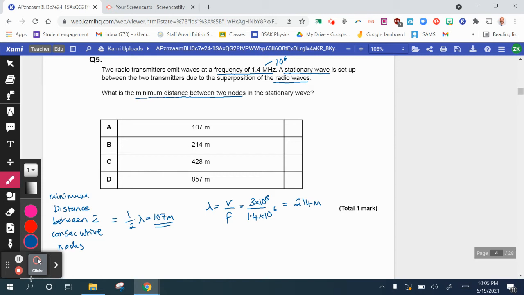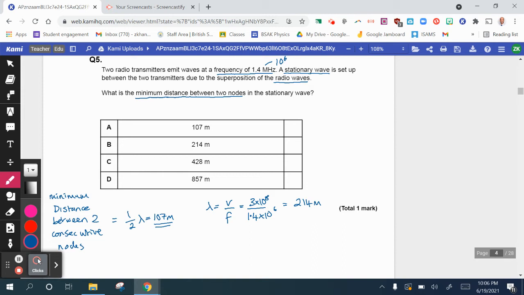So what is the minimum distance between the two nodes? Okay, so if we find the wavelength and then halve it, we find the distance. So how do we find the wavelength? Using the wave speed formula. We just rearrange it to get the wave speed divided by the frequency. It's a radio wave, so the wave speed is the same as the speed of light, 3 times 10 to the 8. And the frequency is given to us as 1.4 times 10 to the 6, and we get 214 meters.